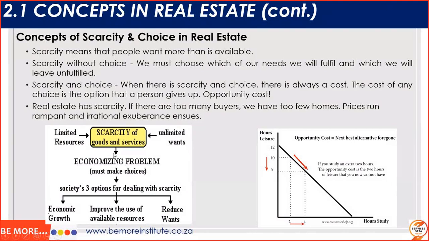What happens in a market when there is a scarcity of goods and services? You will look at it as, these are the suppliers with their resources, and this is more the demand side of things, and this is the supply side of things. So you have the scarcity, and then the problem. We economize the problem, and you look at the various choices that can be employed to try and solve the problem that we are faced with.